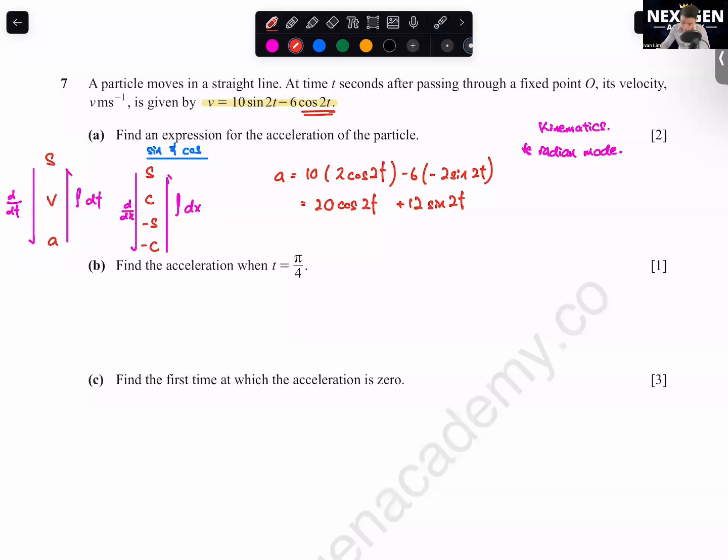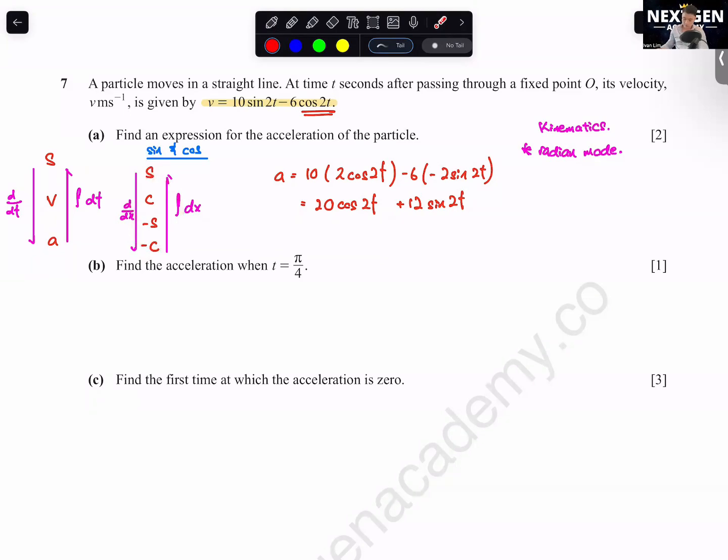Negative sign is positive cos? No. Negative sign is negative cos. You just follow this. This is the shortcut way to remember: S, C, negative S, negative C. Don't try to remember that sine will become cos and cos will become negative sine. That is very confusing. Just remember this acronym, because the cycle will repeat.